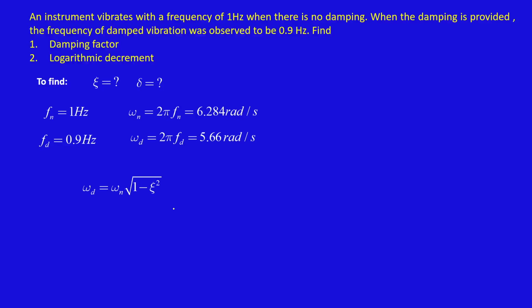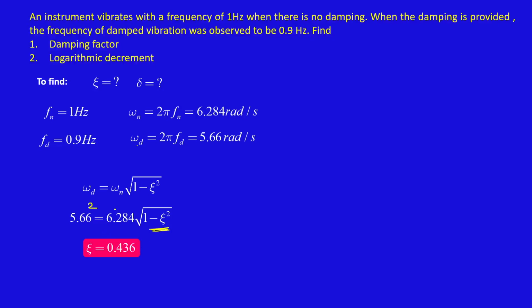This is some logic to find the exact formula. Omega d equal to omega n square root of 1 minus eta square. Now we can substitute the omega d, omega n values here. Now I can easily find eta square. Here there is only one unknown, eta. We can easily find that.